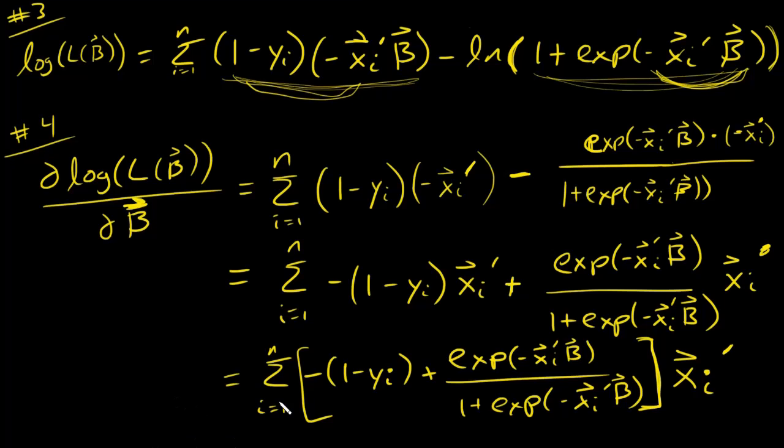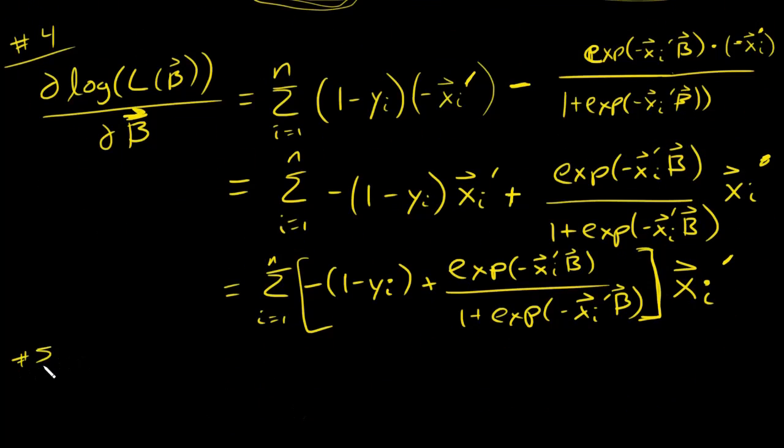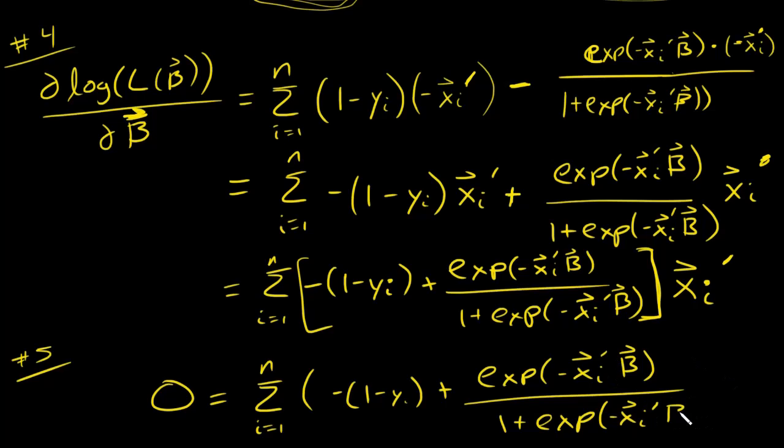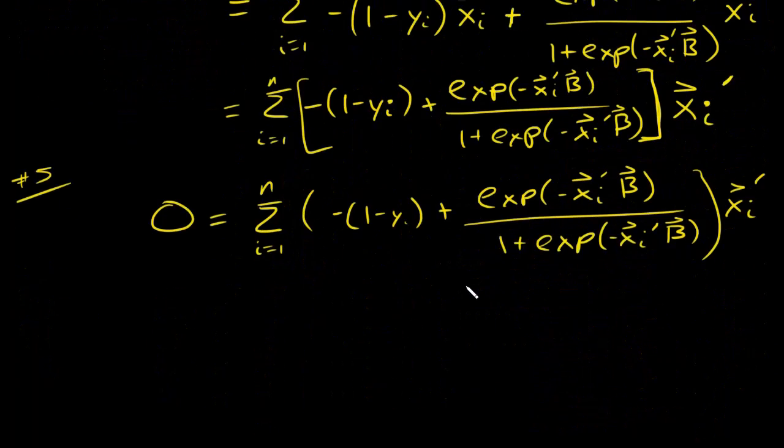Now in step 5, in order to find the maximum, we would take the derivative and set it equal to 0. Now I would need to solve for beta.